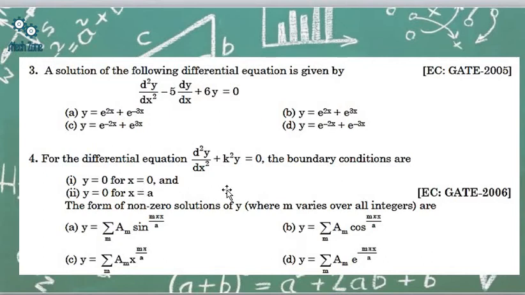Now the next question, d square y by dx square plus k square y is equal to 0. The boundary conditions have been given as y is equal to 0 for x is equal to 0 and y is equal to 0 for x is equal to a. The form of non-zero solutions of y where m varies over the integers. First we will find the solution of the equation, and the solution would be complementary function plus the particular integral. Since the right hand side is equal to 0, the particular integral would be simply 0, and the auxiliary equation would be d square plus k square is equal to 0.